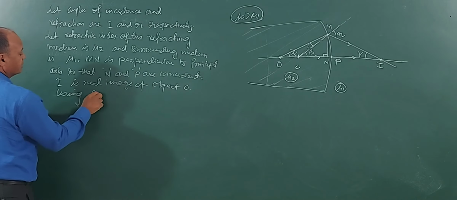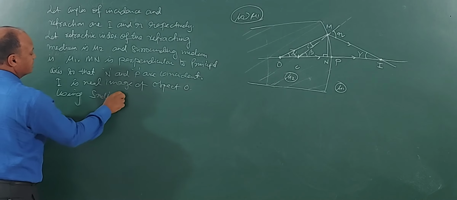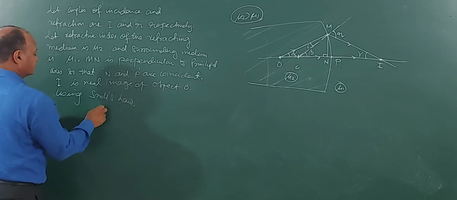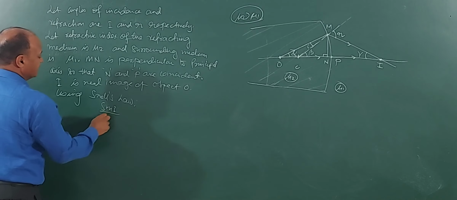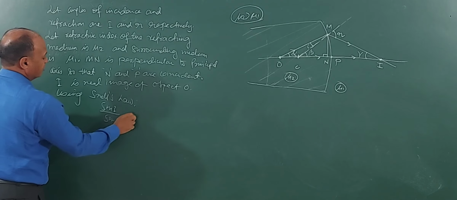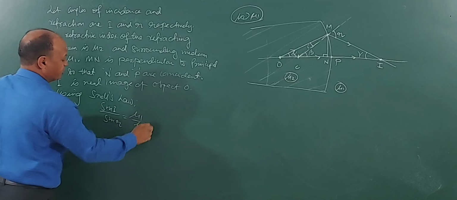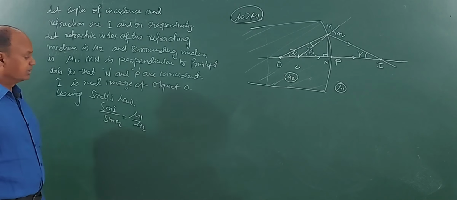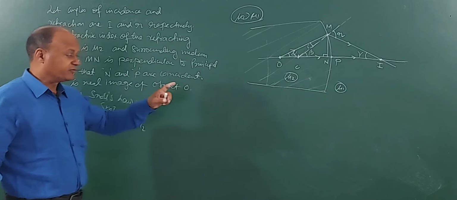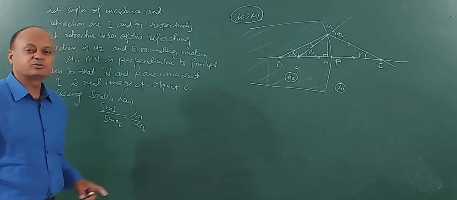Using Snell's law, sin i by sin r will be equal to mu1 by mu2. Remember, we will be interchanging mu1 and mu2. It is going from 2 to 1. So, refractive index of medium 1 with respect to medium 2. Clear?